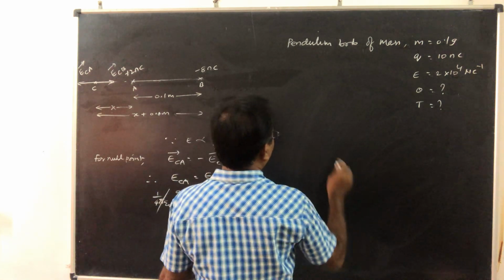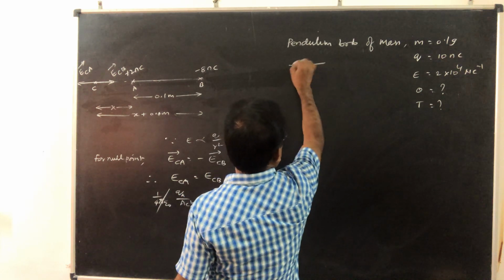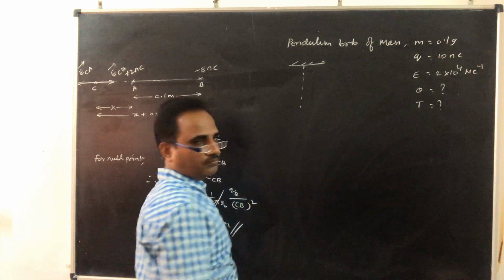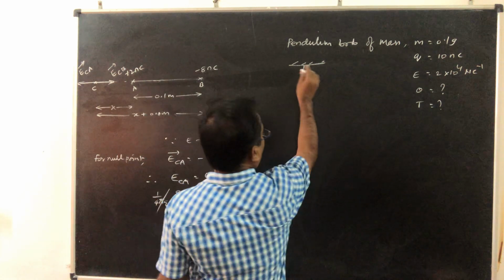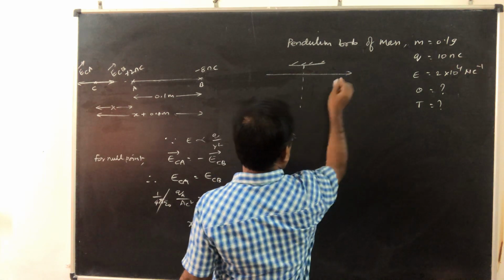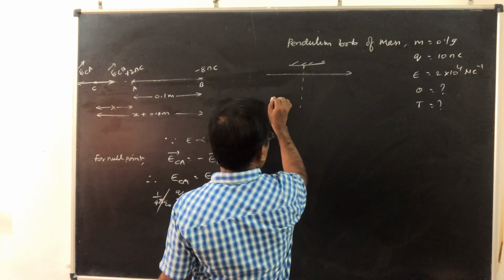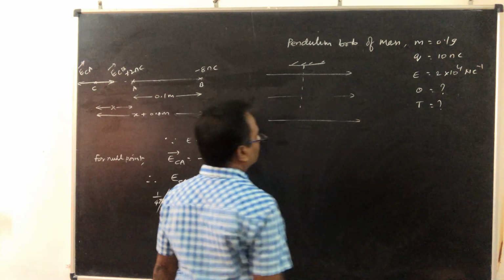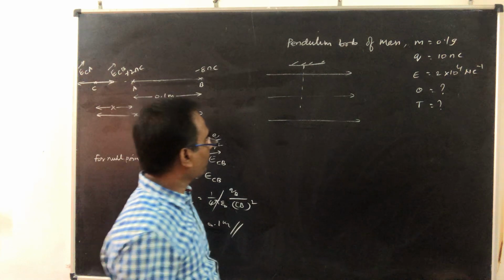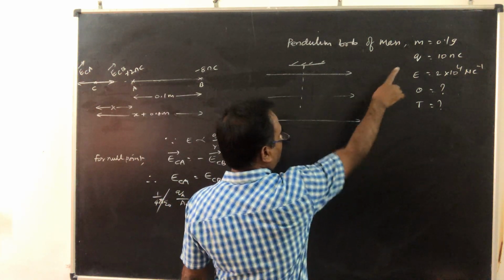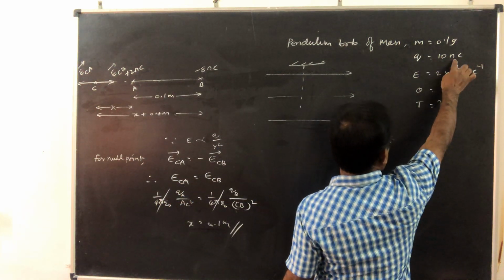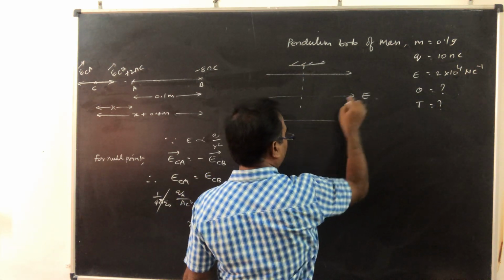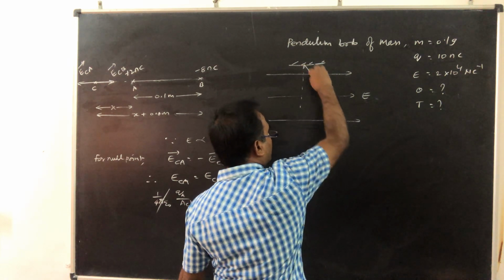The given problem is like this. Here there is a pendulum which is suspended like this. Now here there is a uniform electric field like this. There is a uniform electric field. See, this pendulum bob, having this much of charge and suspended vertically, because of this electric field experiences a force and tends to move like this.